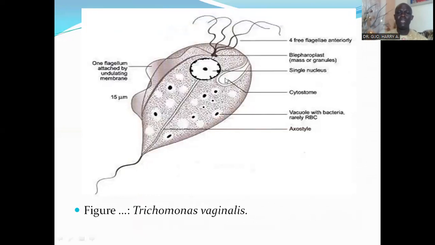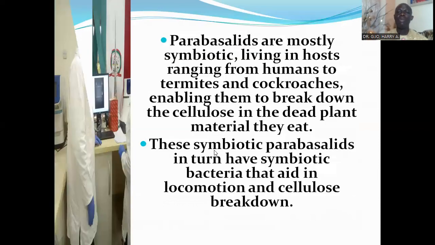Now, here is a figure showing Trichomonas vaginalis, which has 4 flagella at the anterior end and 1 at the posterior end. That's 5 different flagella. They also have a cytostome, a mouth that's like a groove, and 1 flagellum attached by the undulating membrane. So you have 1, 2, 3, 4, 5, 6 flagella.